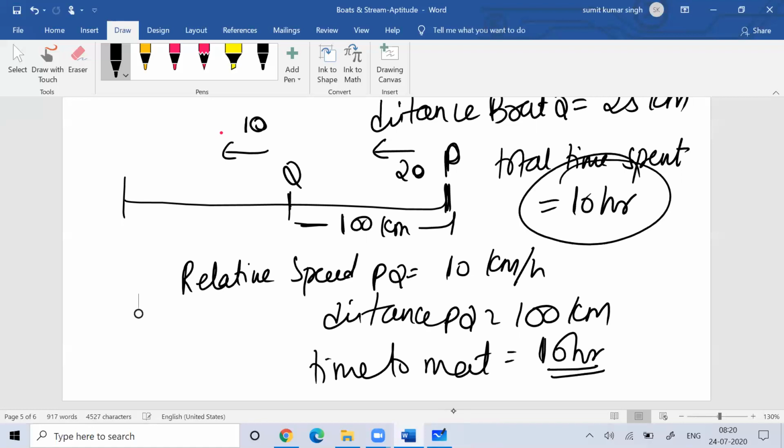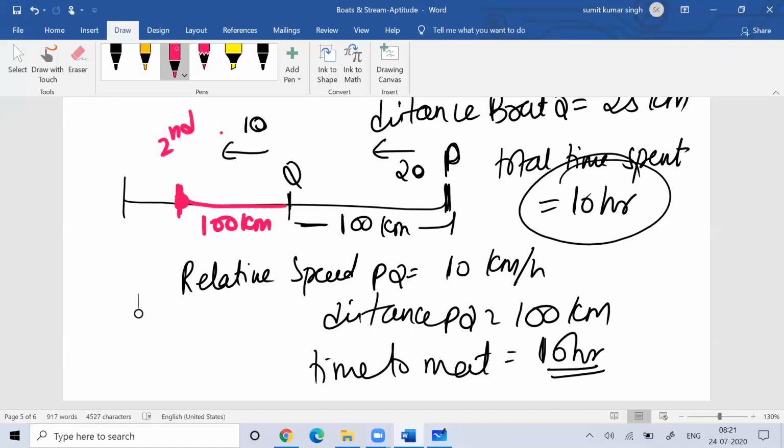So already 10 hours are done, and after this 10 hours, again it will take 10 hours for boat P to meet boat Q. So when it will meet, it will take 10 hours for them. Boat Q is going at 10 kilometers per hour, so how much distance would it have covered? The boat will cover another 100 kilometers in 10 hours. This would be the point where they will meet the second time.